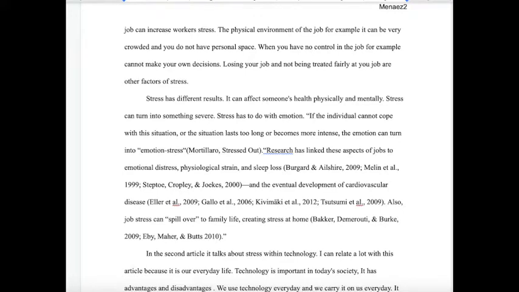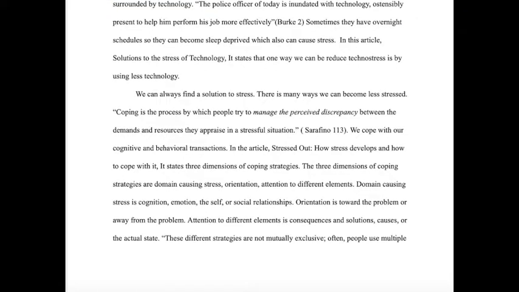There was also one that said, "Job stress can spill over to family life, creating stress at home." And that was by Backer, Demerouti, and Burke, which is true, that one stress can be a factor in another stress.